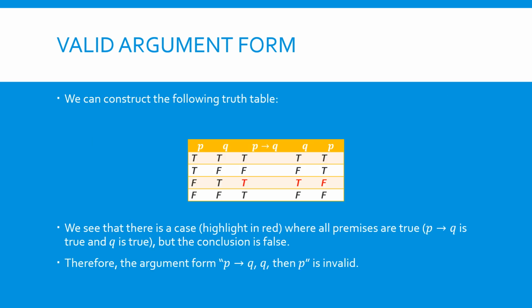Then, we will construct the corresponding truth table. We see that in the third row, all premises are true, but the conclusion is false. Therefore, according to the definition, the corresponding argument form is invalid.